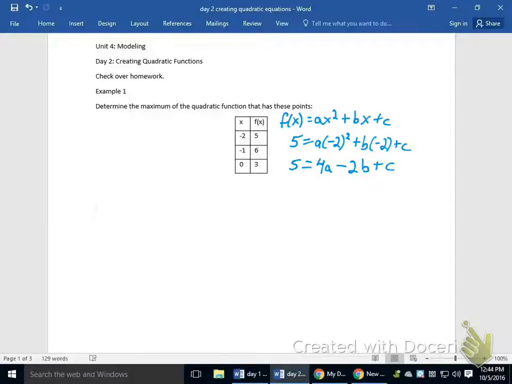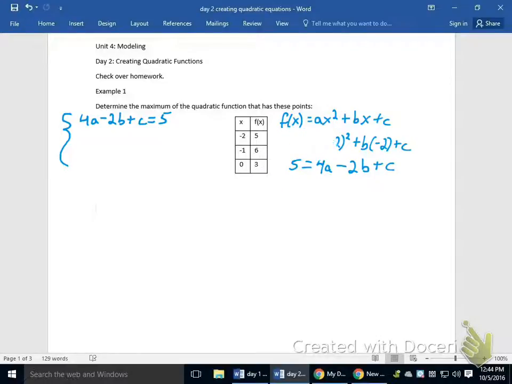If I was to make a 3-variable system of equations, that would be the first equation: 4a minus 2b plus c equals 5, from my first coordinate. We don't know what a, b, and c are, but we will make 3 equations so we can solve for the 3 unknown variables. Now where are those other 2 equations going to come from? They're going to come from the other 2 points.